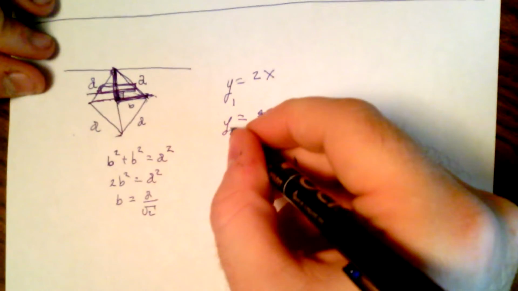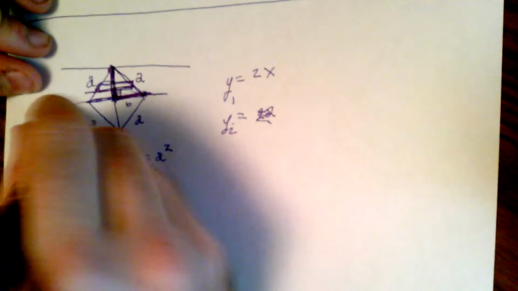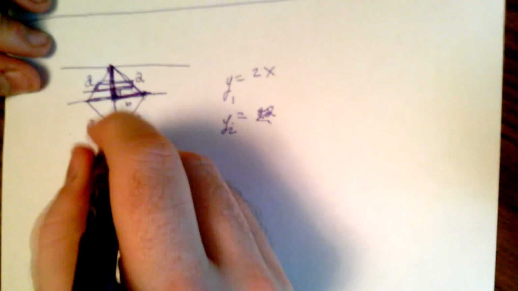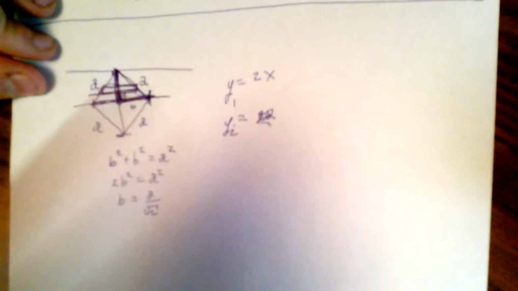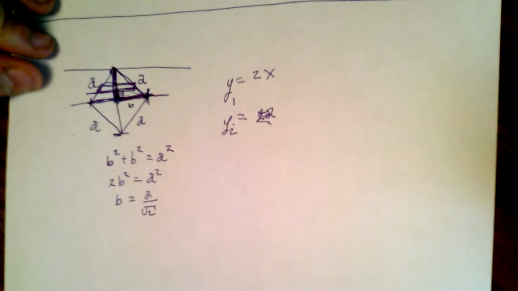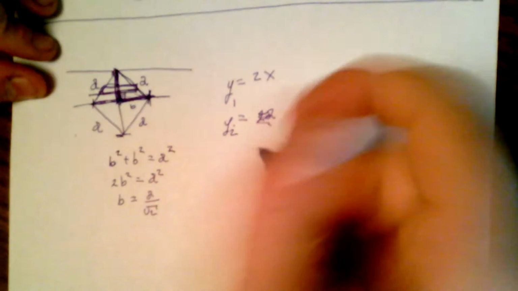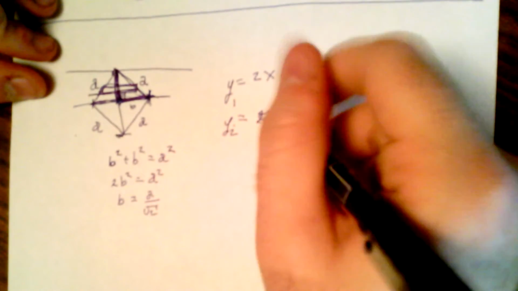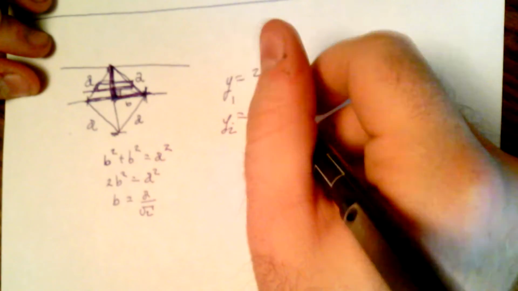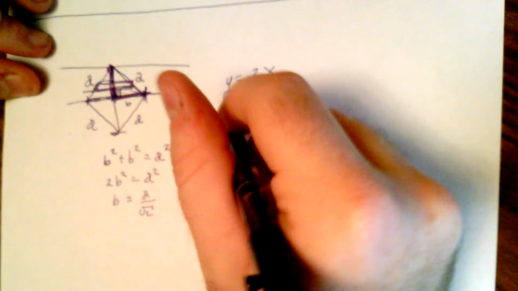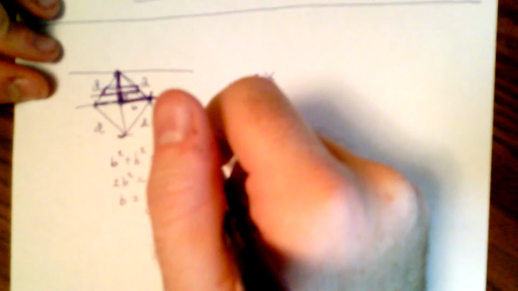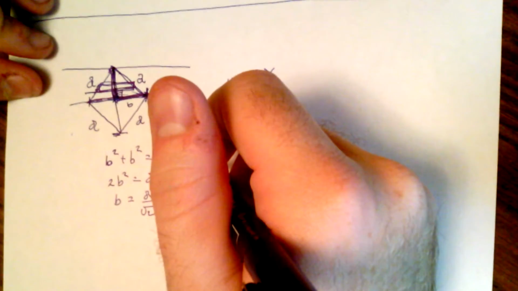So y2 is an equation that starts here at a depth of a over the square root of 2 and goes down to 2 times a over the square root of 2. And our distance across starts at 2 times a over the square root of 2 and shrinks to 0. So what we want is, well, let's write this in slope form. No, let's find a slope.